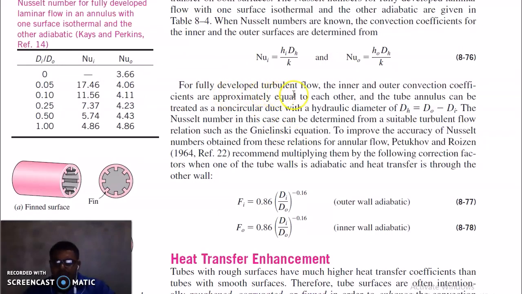For fully developed turbulent flow, the inner and outer convection coefficients are approximately equal to each other, and the tube annulus can be treated as a non-circular duct with a hydraulic diameter of Do minus Di. The Nusselt number in this case can be determined from a suitable turbulent flow relation such as this equation.